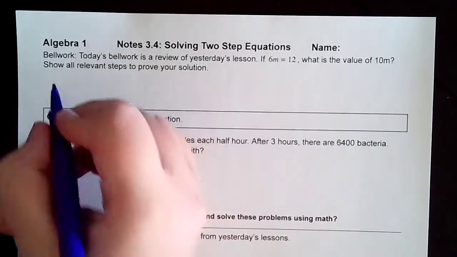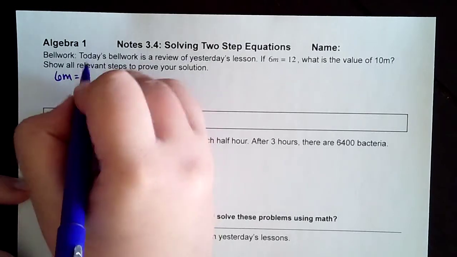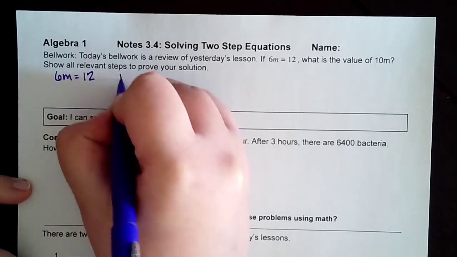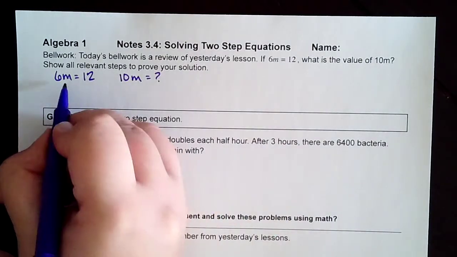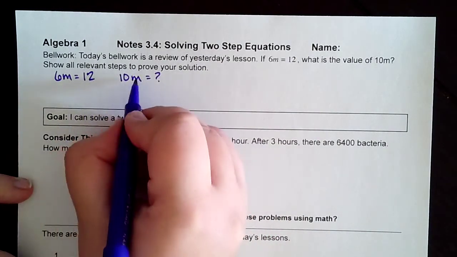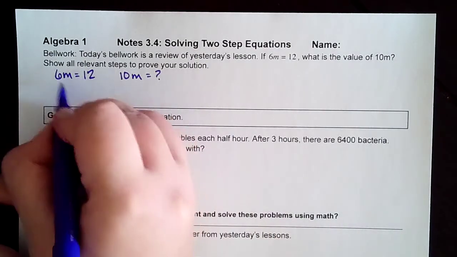Alright, plenty of time to work on that bell work, so let's get to it. Remember yesterday, we cannot solve for the value of 10m if we don't know what the value of m is. Because in order to be able to solve this, we need to be able to plug a number in for m. So let's jump over here.